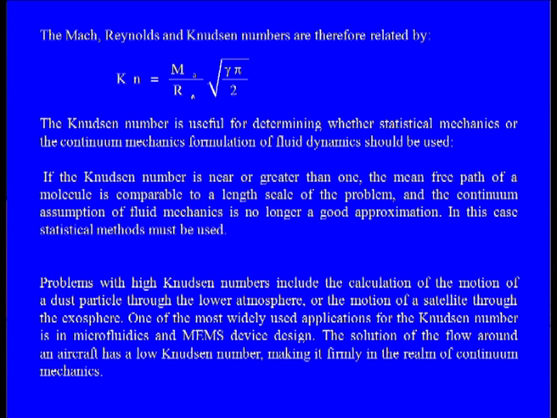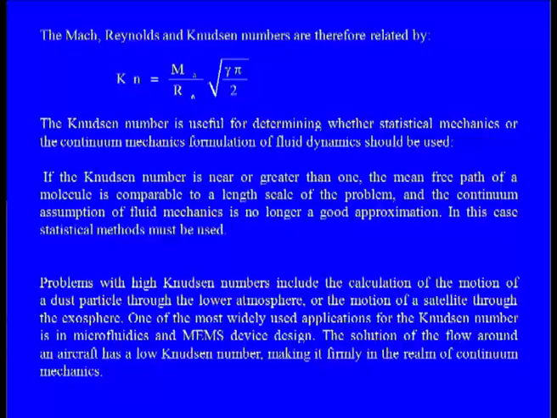The Knudsen number is useful for determining whether the statistical mechanics or continuum mechanics formulation of fluid dynamics should be used. For example, if the Knudsen number is near or greater than 1, the mean free path of a molecule is comparable to the length scale of the problem, and the continuum assumption of fluid mechanics is no longer a good approximation. In that case, statistical mechanics must be used. Similarly, the other way around, if it is less than 1, then the continuum assumption of fluid mechanics will be a valid approximation. In that case, the usual fluid mechanics formulation is good enough to calculate any quantities in fluid dynamics.